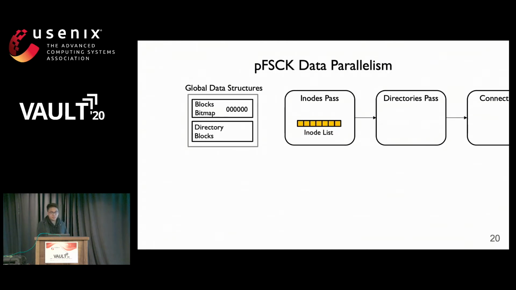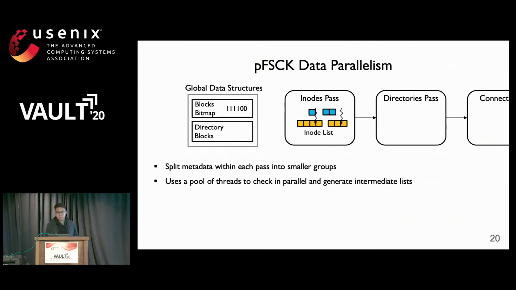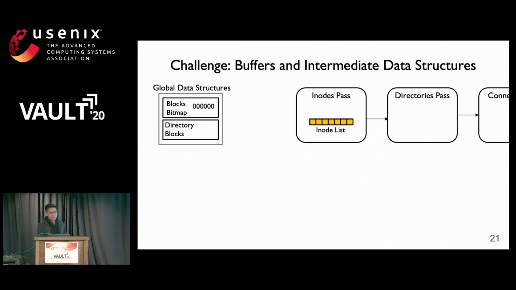Now, in pFSCK, execution is improved with data parallelism. With data parallelism, metadata is split into smaller groups, and a pool of threads is used to check these groups in parallel and generate intermediate lists. Lastly, these lists are aggregated, and the process repeats in the next pass. However, modifying FSCK to do this still poses some challenges.